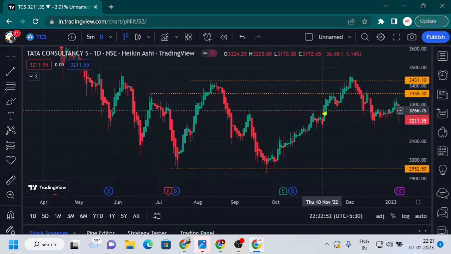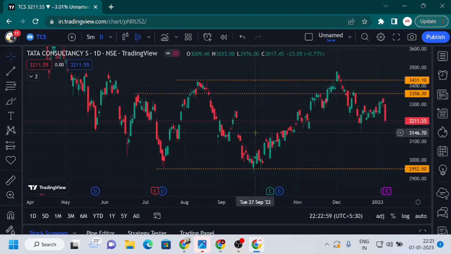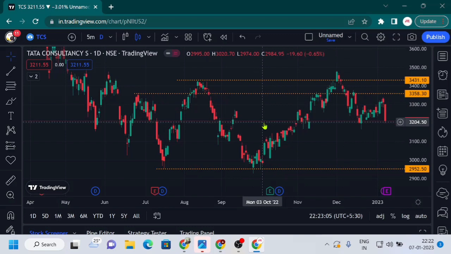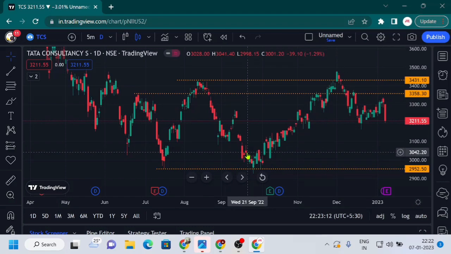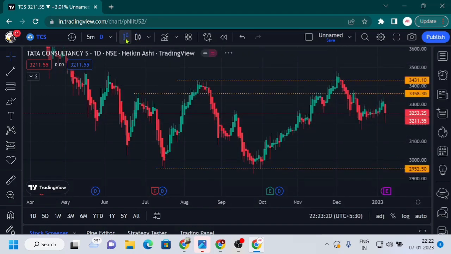But in between this, if you are using the normal candlesticks, you see what a noise here. Everywhere there are big red candles, gaps, a lot of noise is created here, and it might make you want to square off your position, and you might think that there may be some reversal like that. But when using Heikin Ashi, you are clear.